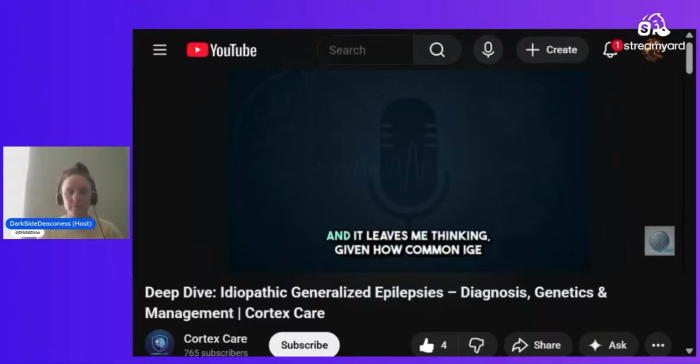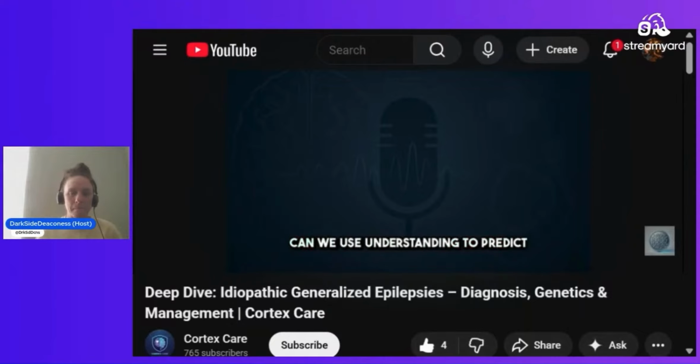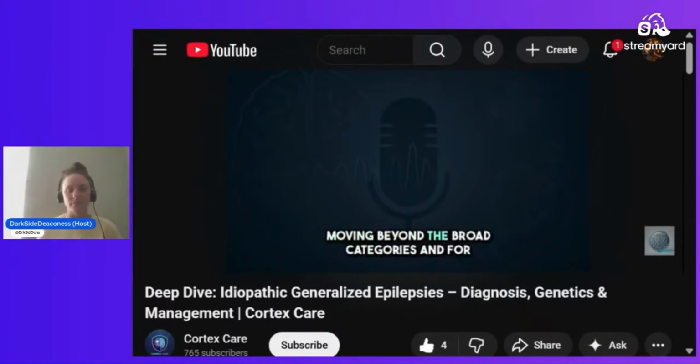It really does. And it leaves me thinking, given how common IGE is, but how relatively under-researched it seems to be, where should future research focus? What are the most promising paths forward? That's the million-dollar question, isn't it? I mean, really digging deeper into that complex interplay: genetics, epigenetics, environment. How do they all fit together? Can we use that understanding to predict who will develop IGE or who will respond best to which treatment? That feels crucial for developing more personalized medicine. Yeah, moving beyond the broad categories.